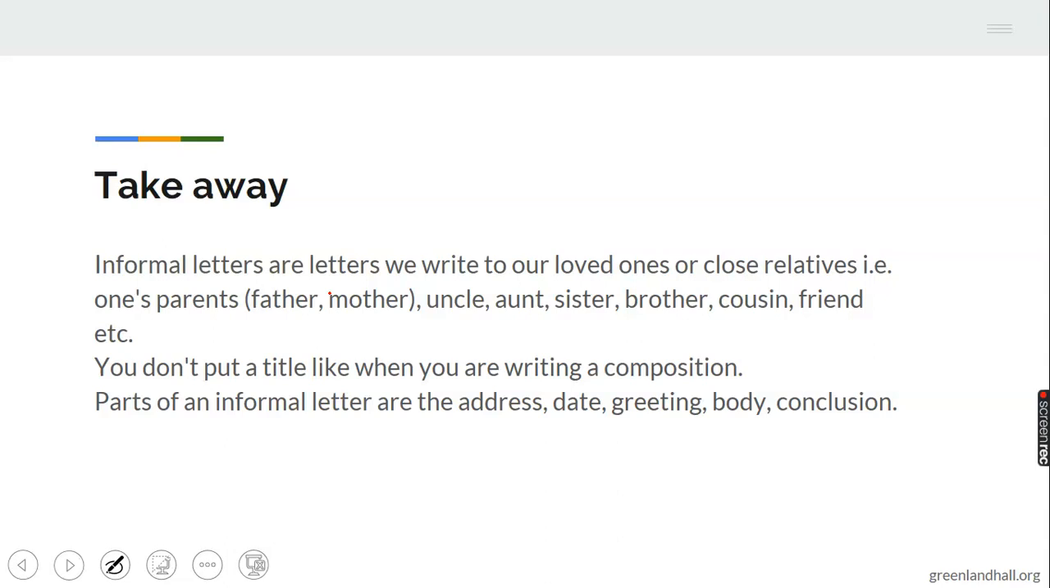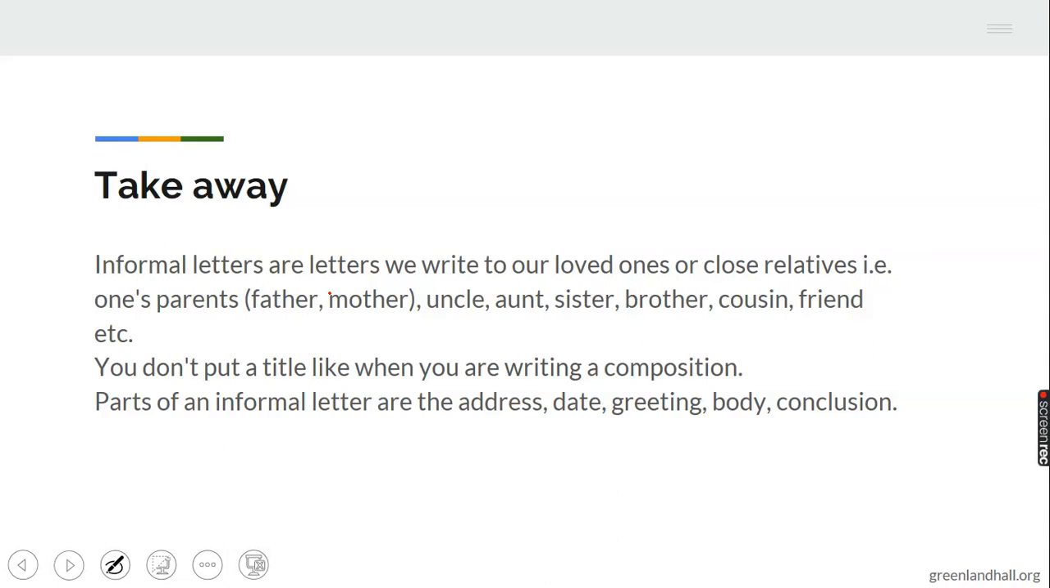So what is our takeaway for today? What are the things we have learned that should be part of us? Informal letters are letters we write to our loved ones or close relatives. Not a letter you write to your headmistress, or to someone like the school mommy, the executive director. It is not a letter you write to someone you are not very close with. We are still going to talk about that kind of letter. They are called formal letters.